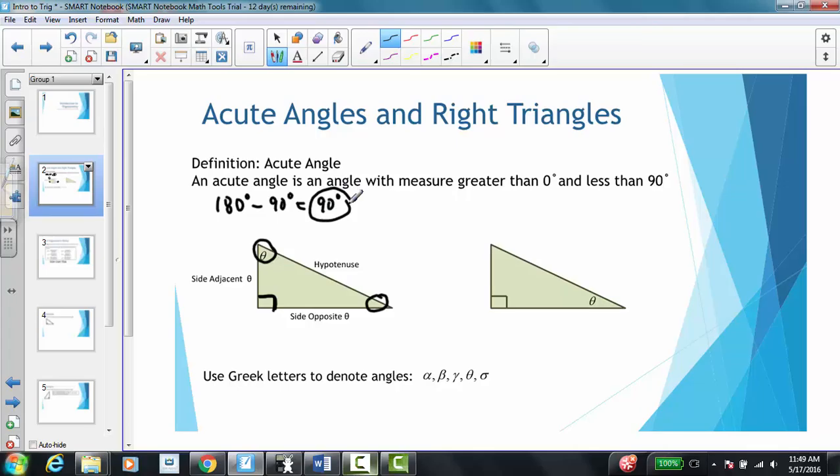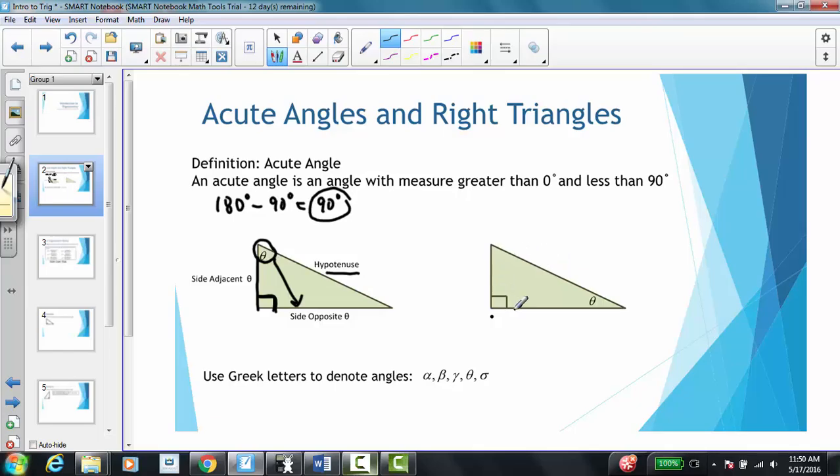So another thing we need to look at is the side adjacent and the side opposite of our angles. So if I'm looking at only this angle in the upper corner here, the side adjacent to that angle is going to be the side that touches that angle. The side opposite of that angle is going to be directly opposite to that angle. And our hypotenuse is always going to be the side that's opposite of our 90-degree angle.